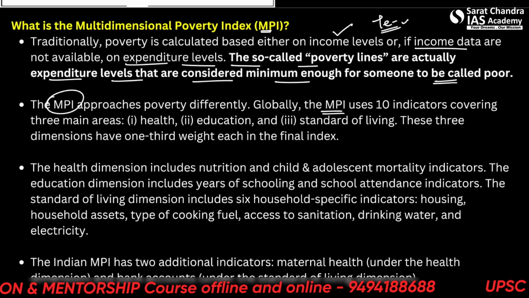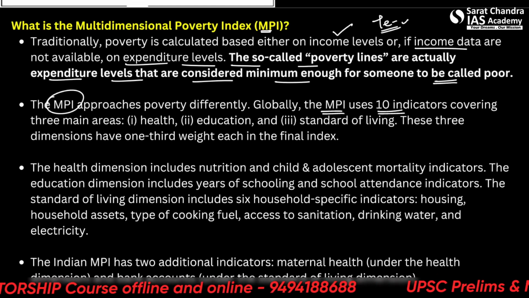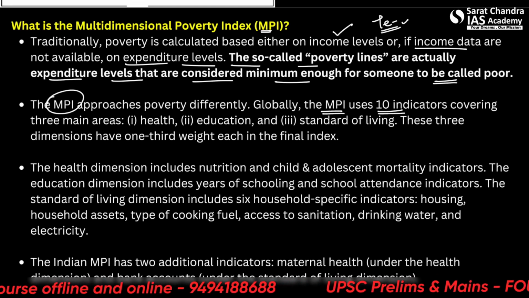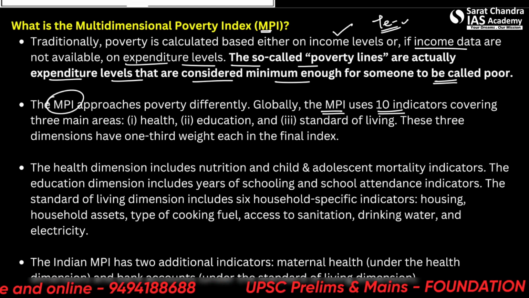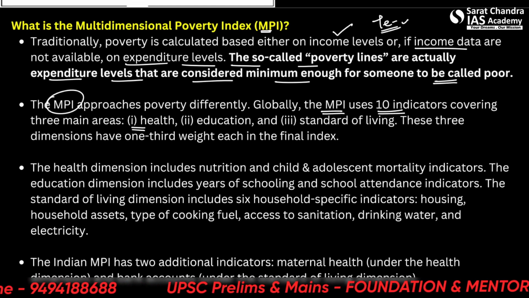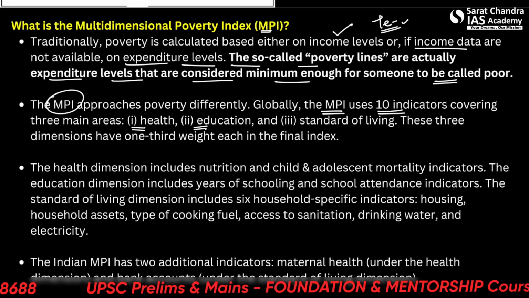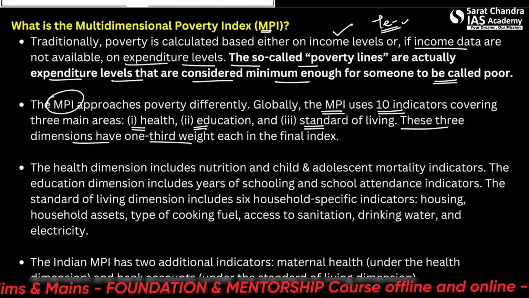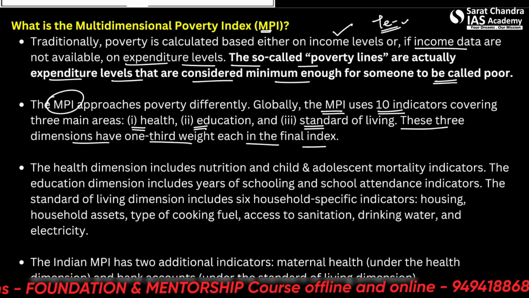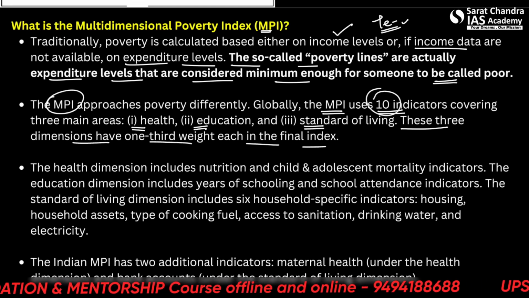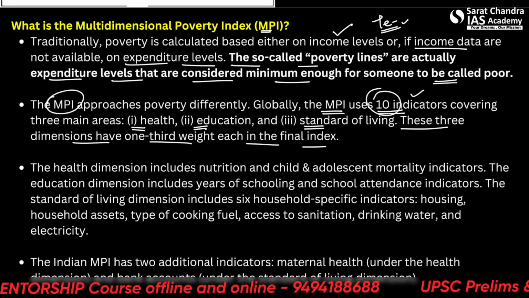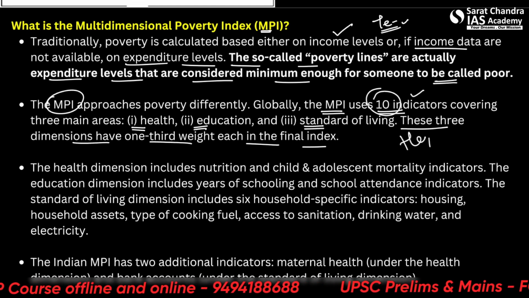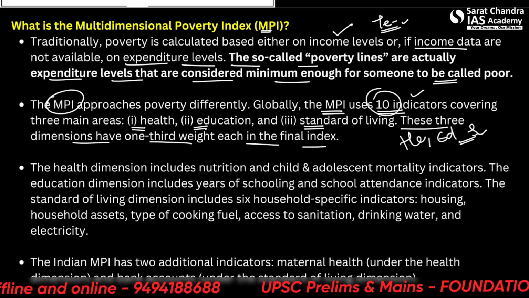So the MPI uses 10 indicators, an assessment of which gives an idea whether somebody is poor or not. The first dimension is health. Second is education. And third is standard of living. These three dimensions have 1/3 weight each in the final index. So it has 10 different indicators in 3 dimensions. One is health, second is education, third is standard of overall living.